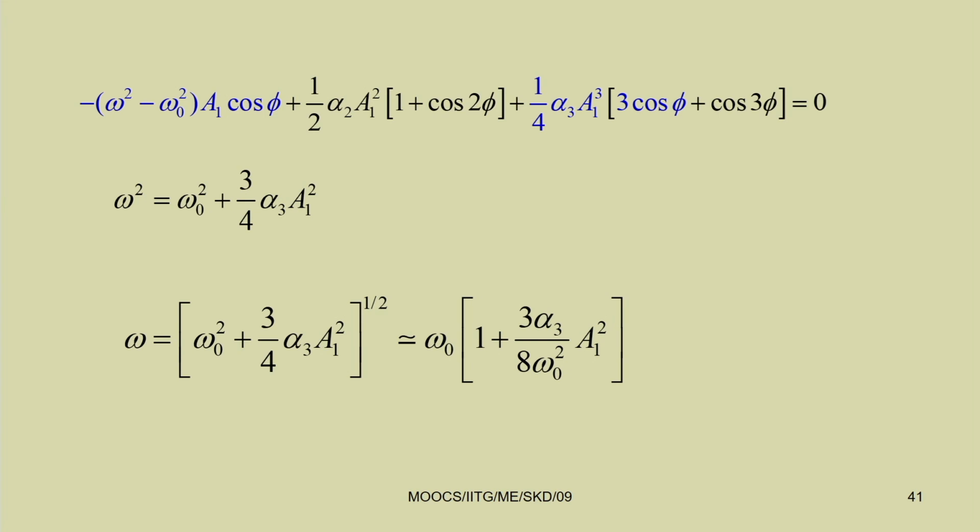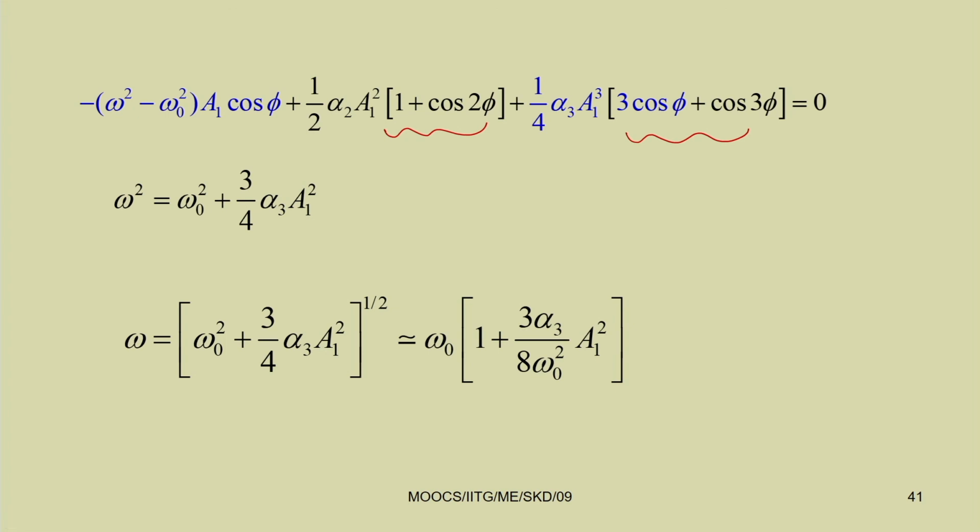So, you can get a term cos square theta, or cos square phi. That thing is expanded by using this 1 plus cos 2 phi, plus 1 by 4 alpha 3 a 1 cube 3 cos phi plus cos 3 phi equal to 0. So, you have a term cos cube theta, which you can expand in this form. Now, you just collect the terms with cos phi.